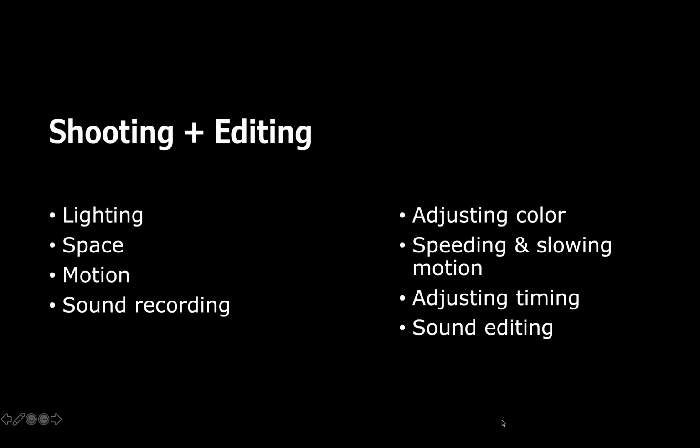And in this process, we have things that can be manipulated in the shooting process, and things that we manipulate in the editing process. So for the most part, we manipulate the lighting when we're shooting. We manipulate the space, so how things are seen on screen. We manipulate the motion, and then we manipulate the recording process. And then when we go to editing, that's when we manipulate sound. We can adjust color in the editing process. We can speed up, slow down. We can adjust their timing to make things perceived differently by the audience.